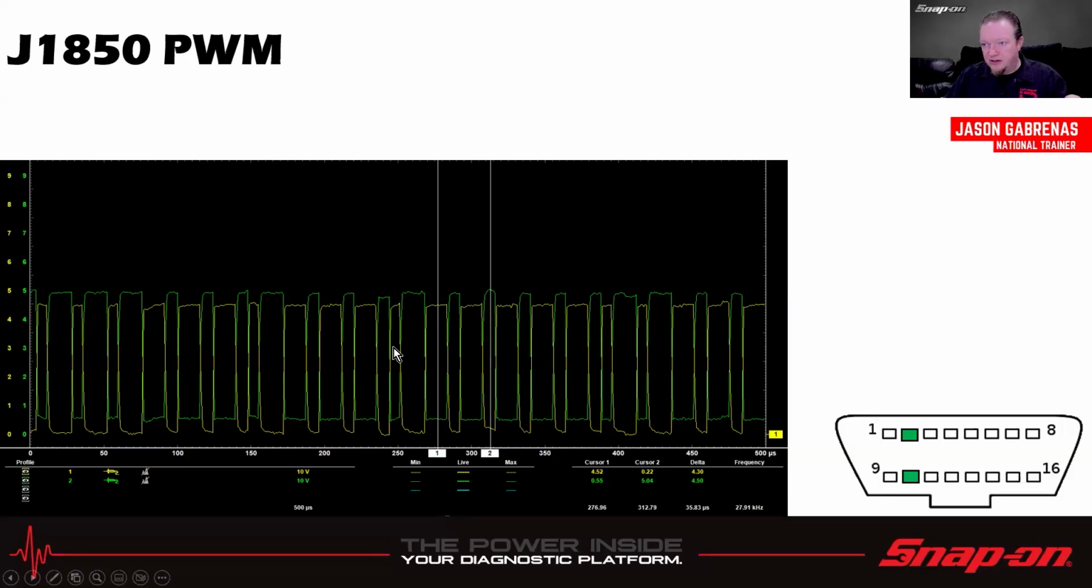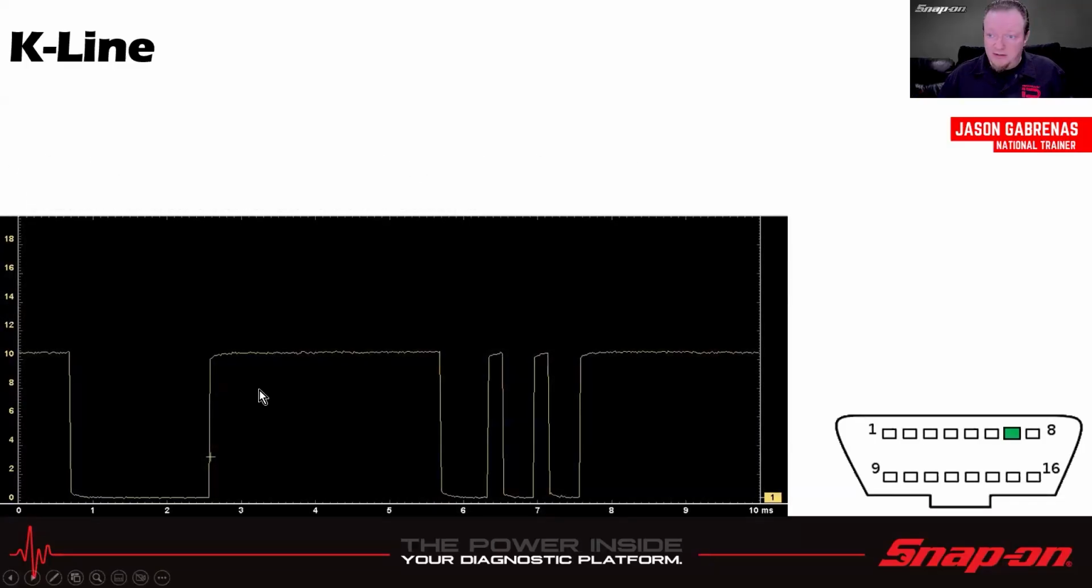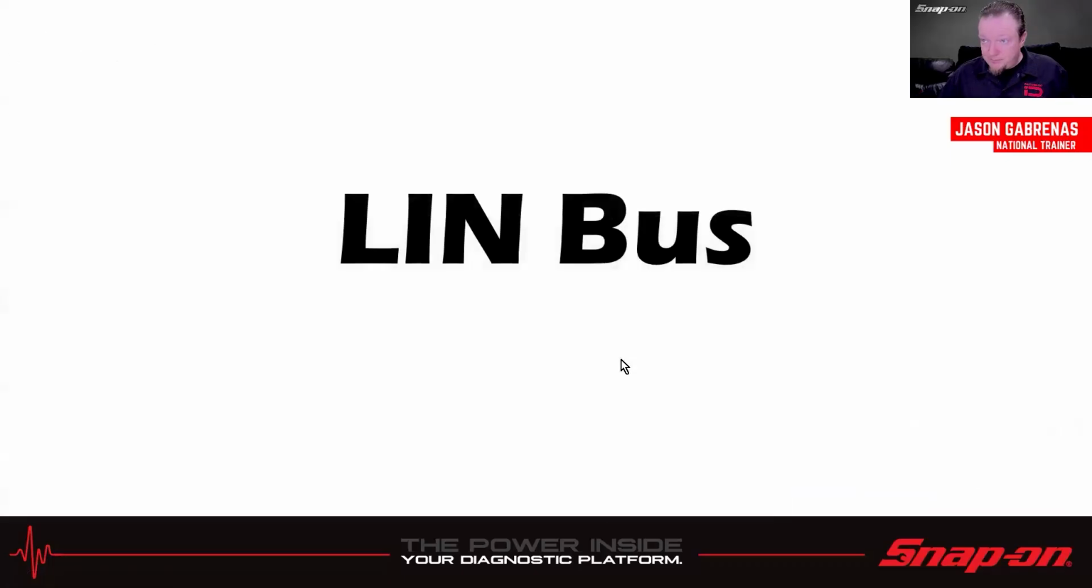We've got a high side and a low side, and then the pulses are a little bit wider, a little bit narrower, so both sides tend to mirror each other in this case, and you see some are higher, some are lower with that one. That's kind of a unique pattern out of all these. Then we have K-line. That consists of a single wire with a transmission rate of 10.65 kilobits per second. K-line uses a 10-volt differential. So if you see here, we've got a 10-volt square wave, right? Going across the screen, lots of ones, 0, 1, 1. See all the different communication patterns.